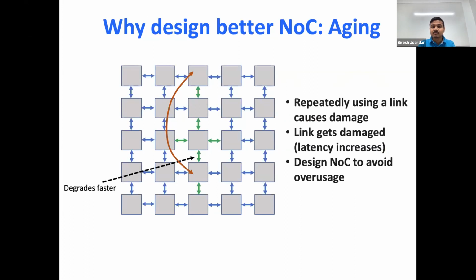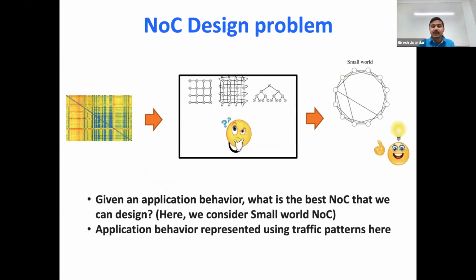So we have seen the benefits of NOC design, and similar to the task mapping, we could also formulate the NOC design as a search optimization problem. So again, we'll focus on communication aware design. Given the application's characteristic, which NOC should I pick? I have all these choices like mesh, torus, tree, small world. Which will work the best for a given application? And here we'll focus on the small world NOC in particular.